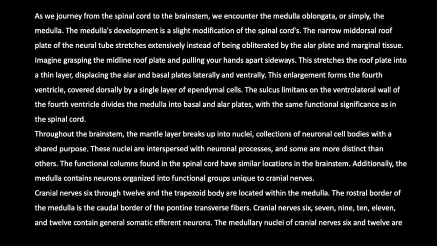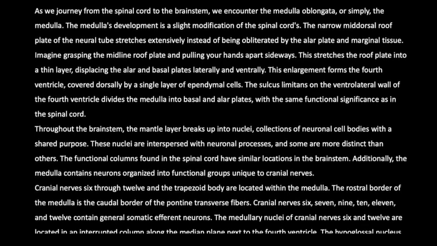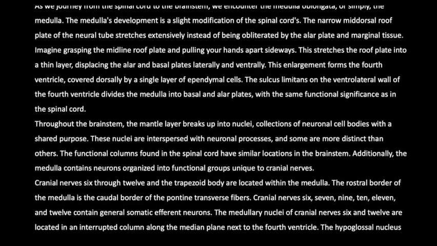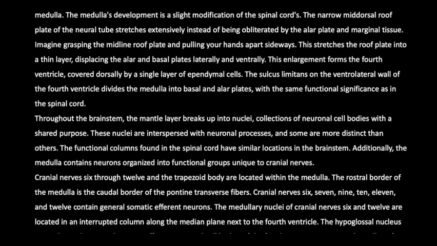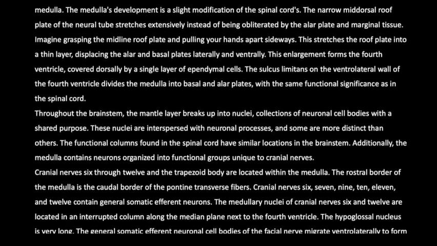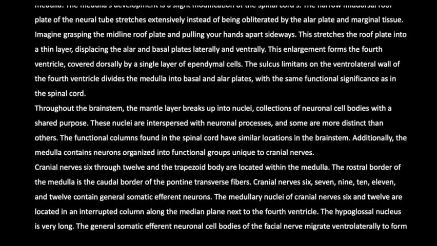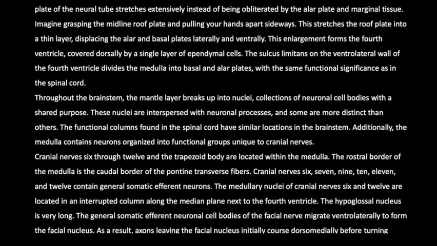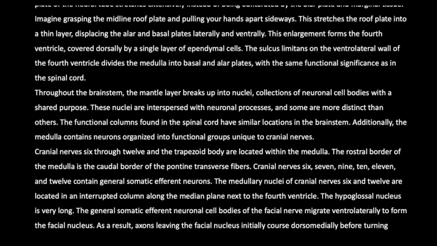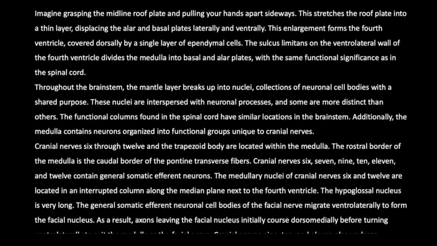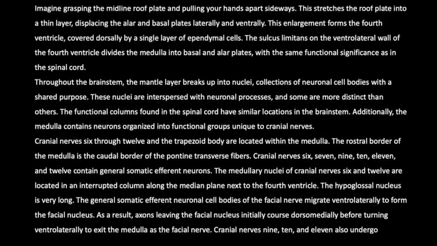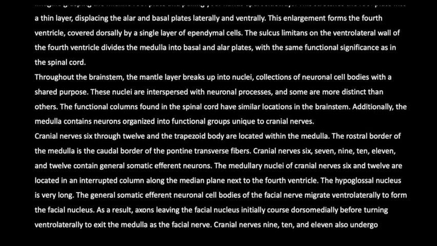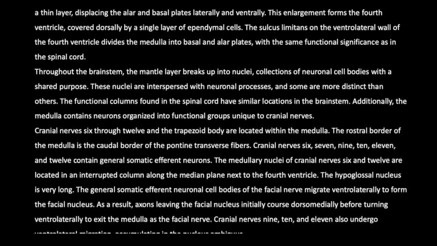The sulcus limitans on the ventrolateral wall of the fourth ventricle divides the medulla into basal and alar plates, with the same functional significance as in the spinal cord. Throughout the brainstem, the mantle layer breaks up into nuclei, collections of neuronal cell bodies with a shared purpose. These nuclei are interspersed with neuronal processes, and some are more distinct than others. The functional columns found in the spinal cord have similar locations in the brainstem.